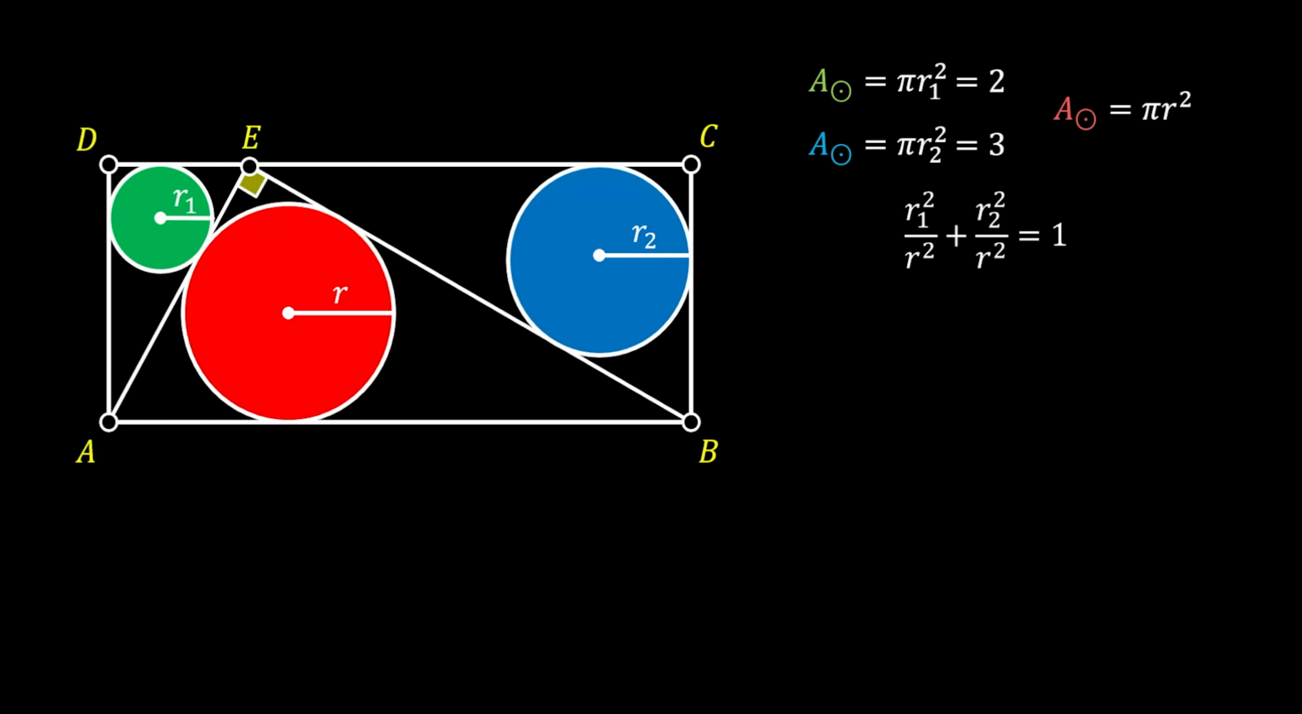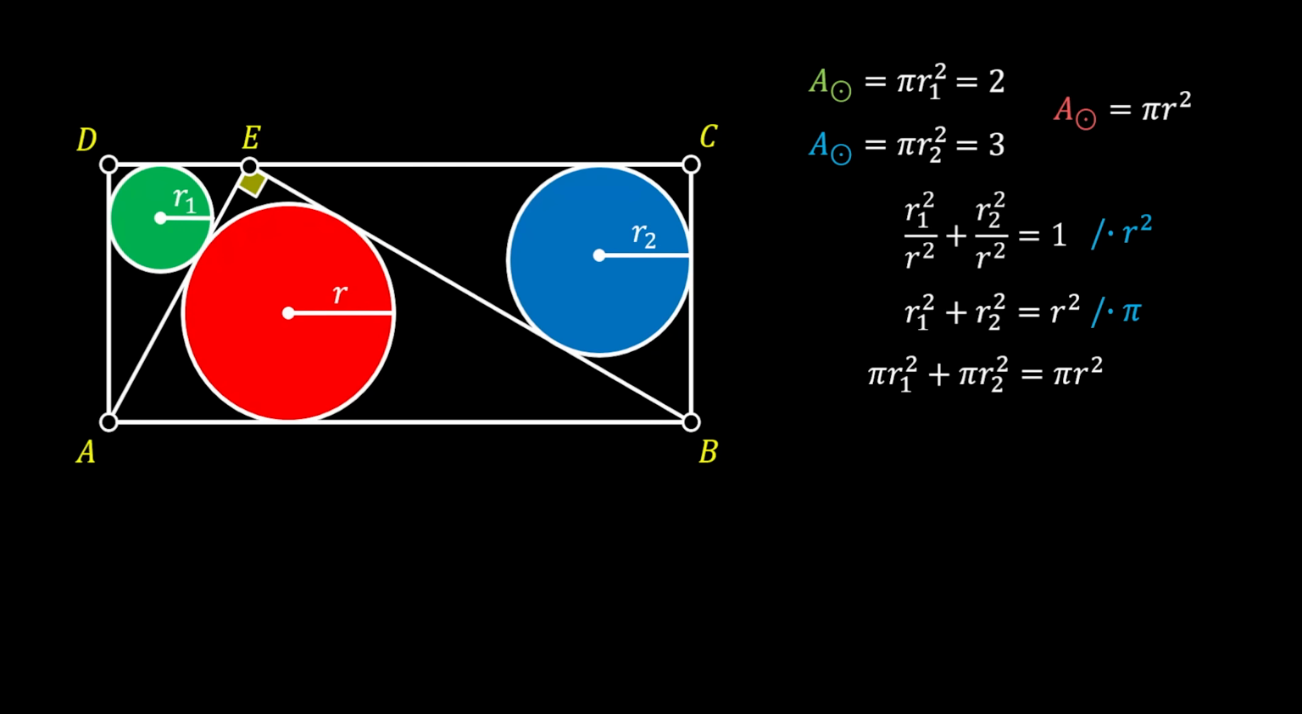Now, we're just going to multiply this by r squared. We can do this safely because we know that r cannot have the value of 0, and we will get the following. And finally, we're going to multiply our new equation by pi. And if we do this, we will get this final equation.